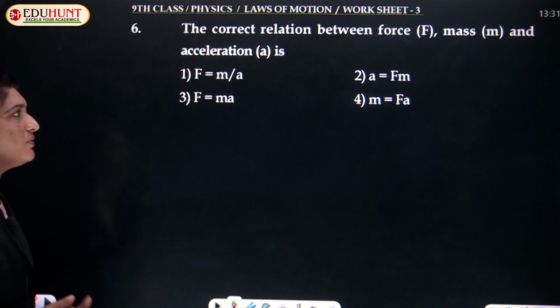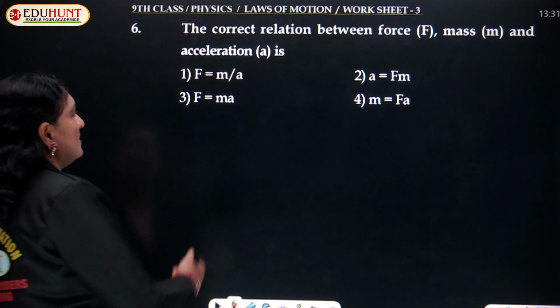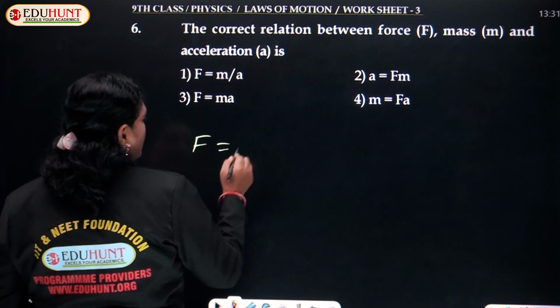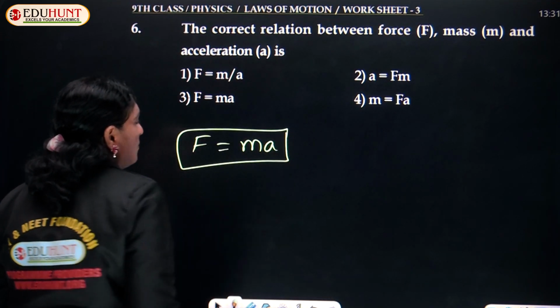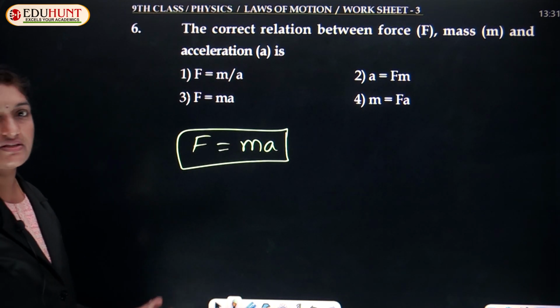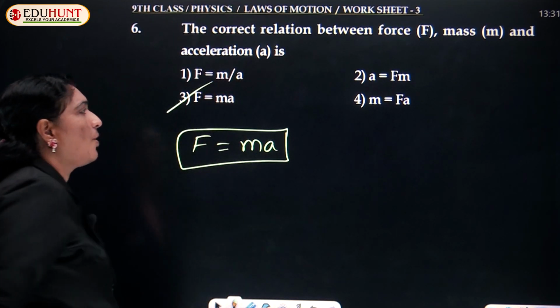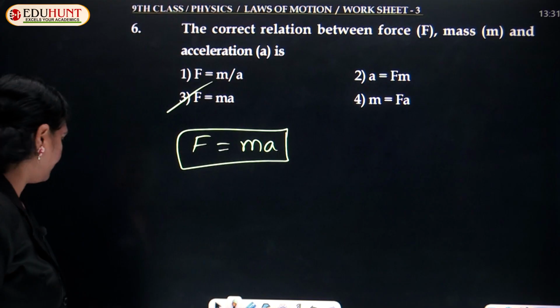The correct relation between force, mass and acceleration is... So just now we have discussed that F is equal to ma. So what is the correct relation between force, mass and acceleration? F is equal to ma. So option 3 is good.